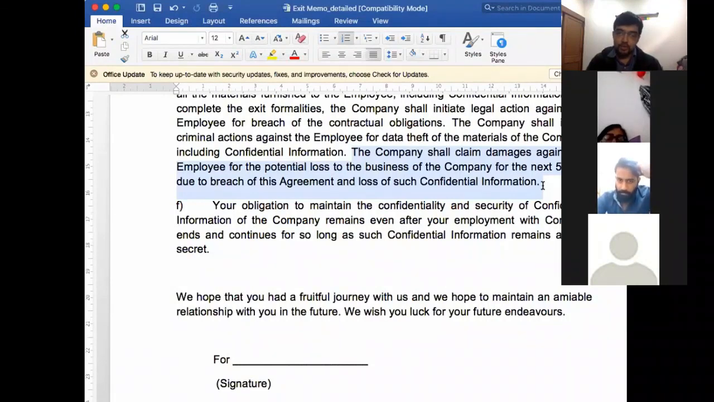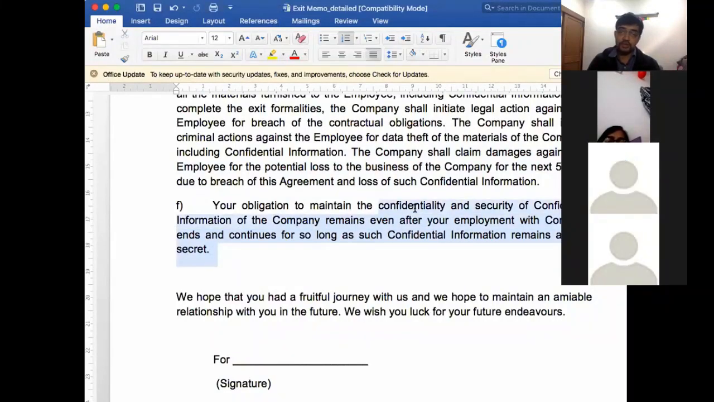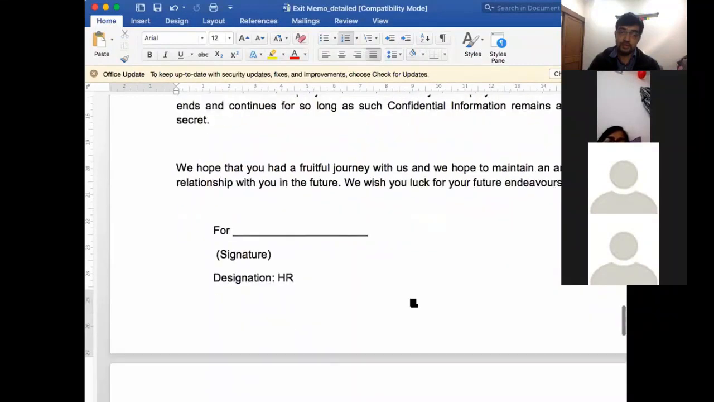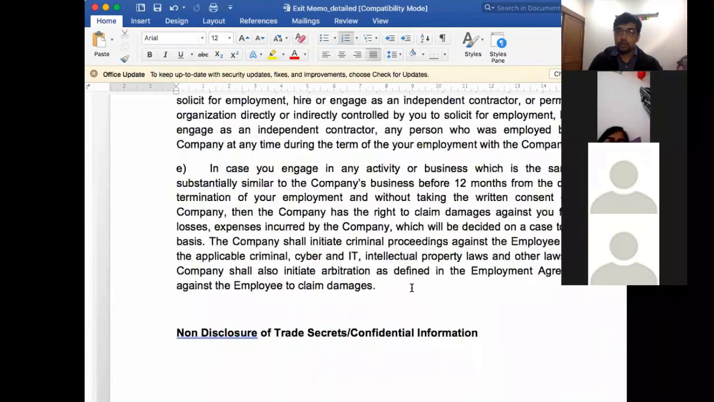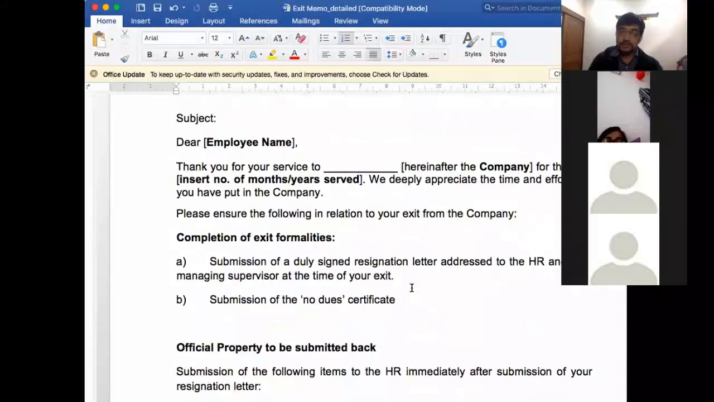Your obligation to maintain confidentiality and security of confidential information remains even after your employment with the company ends, and continues for so long as such confidential information remains a trade secret. We hope that you had a fruitful journey, and then there's a signature. So this is what an exit memo looks like.